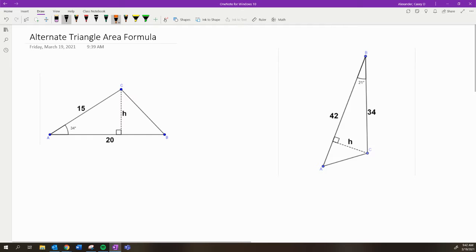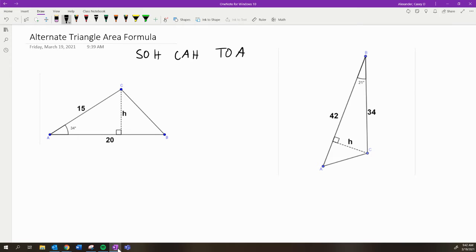Building off of what we've already learned about SOHCAHTOA, the purpose of the lesson that we did, I guess it was March the 18th and the 19th, right? Was we took that information and we thought, is there another way to find the area of a triangle?